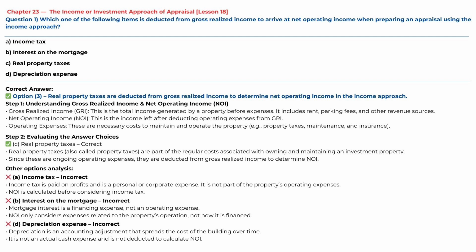B. Interest on the mortgage, incorrect. Mortgage interest is a financing expense, not an operating expense. Net operating income only considers expenses related to the property's operation, not how it is financed. D. Depreciation expense, incorrect. Depreciation is an accounting adjustment that spreads the cost of the building over time. It is not an actual cash expense and is not deducted to calculate net operating income.